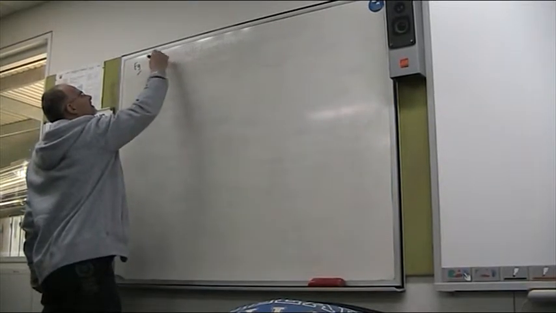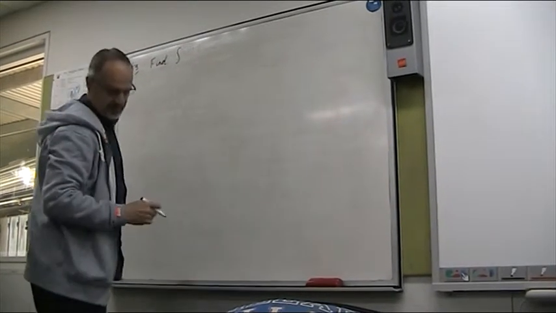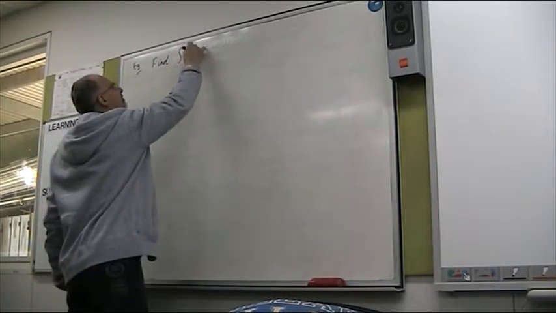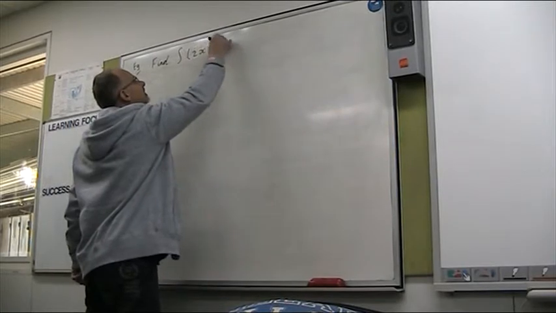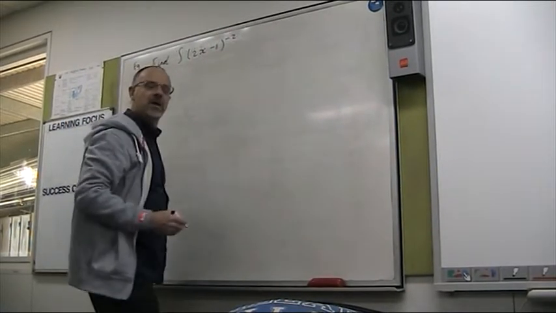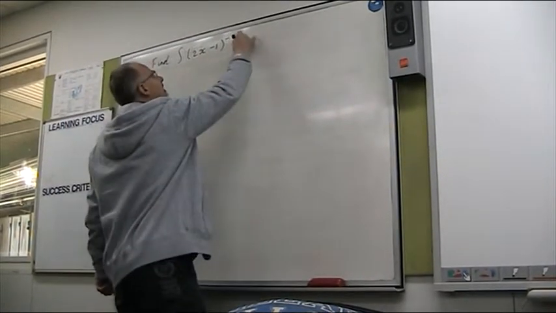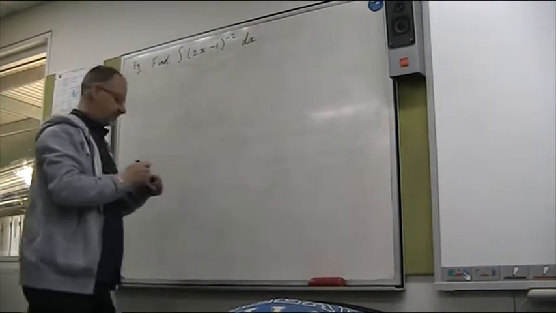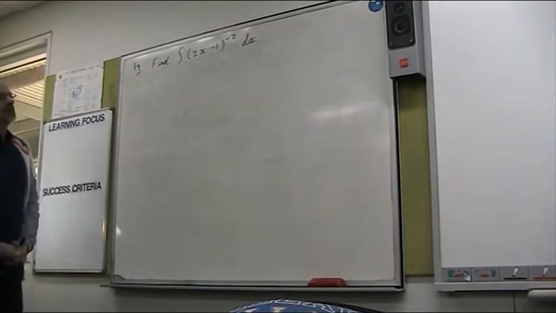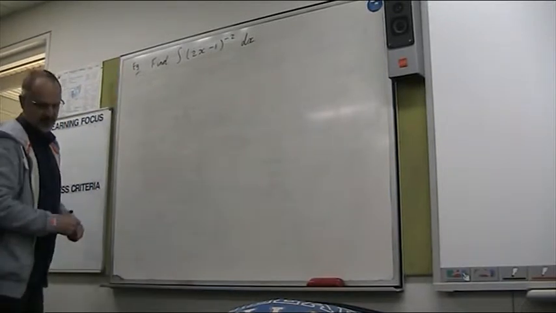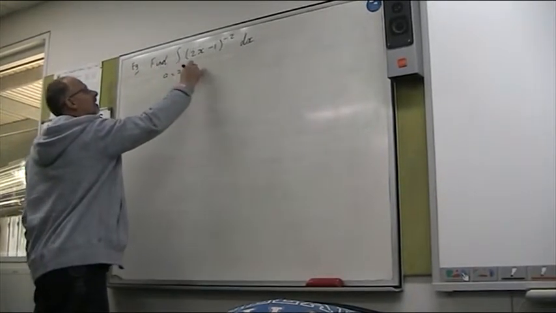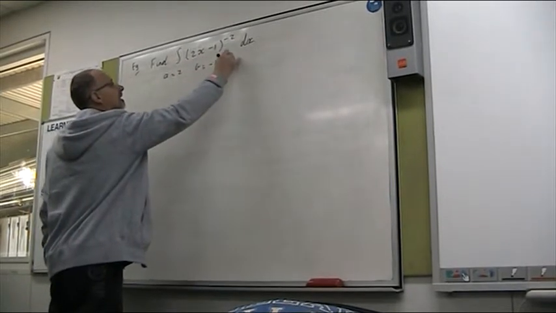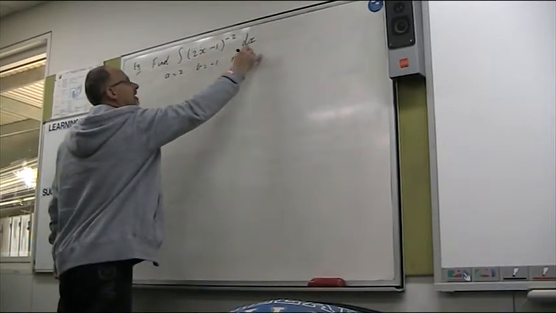All right, so if we've got a negative power, (2x - 1) to the minus 2. Same process. The a is 2, the b is negative 1, and our power is negative 2.